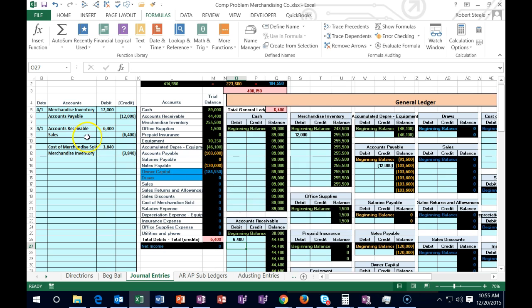Then the second half of the transaction, sales. Sales is way down here. It's in the blue section. So I'm going to go assets, liabilities. Here's sales. Sales is way over here. It's in the credit side because we're crediting it.